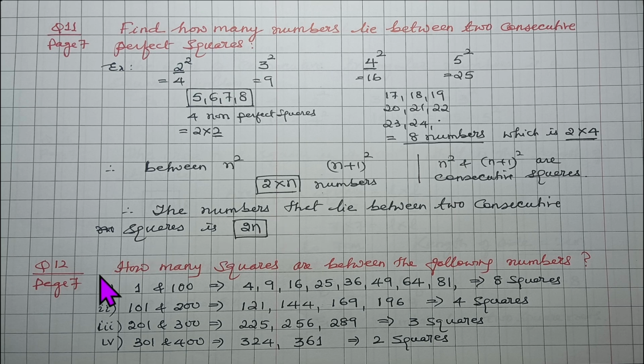Remember that. Now question number 12, page 7, you can do it yourself. How many squares are there between the following numbers? The numbers are 1 and 100. So write down the squares between 1 and 100: 4, 9, 16, 25, 36, 49, 64, 81, 8 squares. Similarly, the square numbers between 101 and 200: 4 squares. 201 and 300, 3 squares. 301 and 400, 2 squares. That you can try yourself and understand.